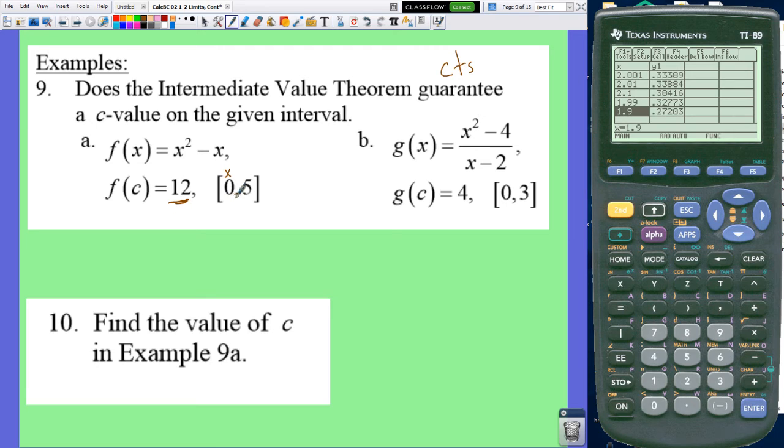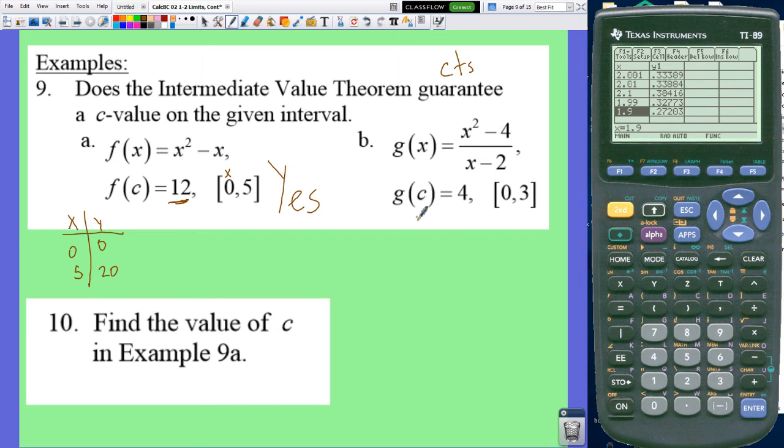What we want to do first is make a little table. x, y. So x of 0 and 5. When x is 0, and you plug that in, you get a y of 0. When x is 5, you get 5 squared minus 5, which is 20. This is a continuous function, a polynomial function. So 0 to 20 says every number between 0 and 20, that means there's some x value between 0 and 5 where y is going to be 12. So does the IVT guarantee a c value? Yes, it's a guarantee that somewhere between 0 and 5, y is 12.